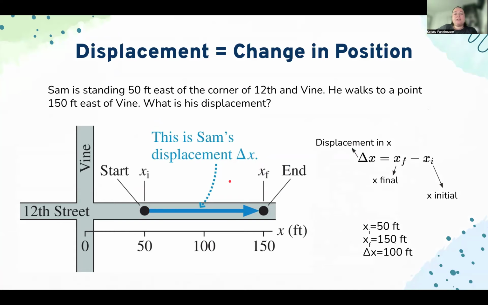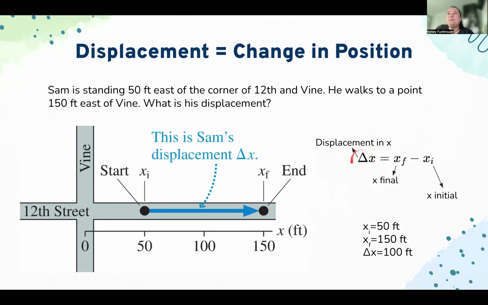Here, Sam starts at this position 50 feet from the origin, which is this cross street here. And then he moves to a position 150 feet from the origin. And we want to determine what his displacement was. And we find that by subtracting his initial position from his final position. So displacement is given by this label here.